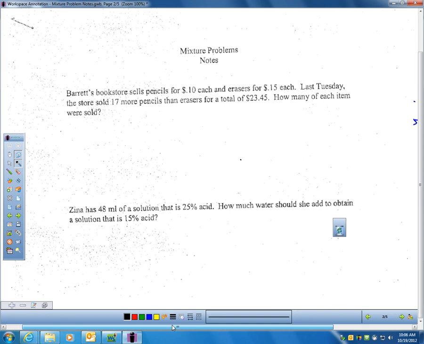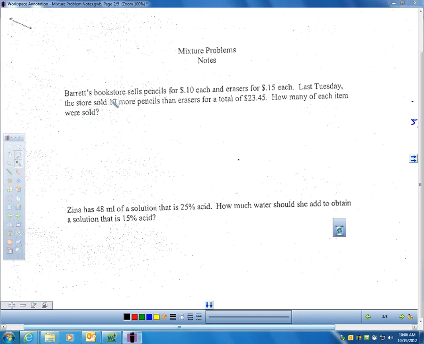Here's the first problem. It says, Barrett's bookstore sells pencils for 10 cents each and erasers for 15 cents each. Last Tuesday, the store sold 17 more pencils than erasers for a total of $23.45. How much of each item was sold? The first thing I should do is get out a highlighter and make sure we understand what the question is. It's right here. We're trying to find out how much of each item was sold.